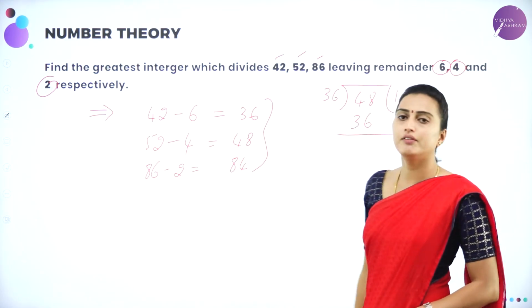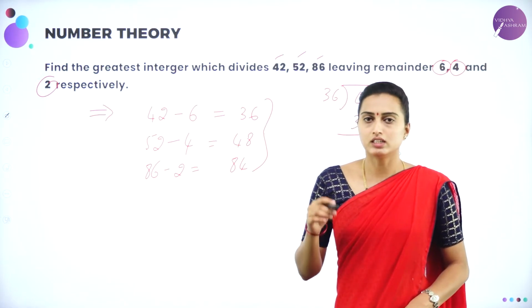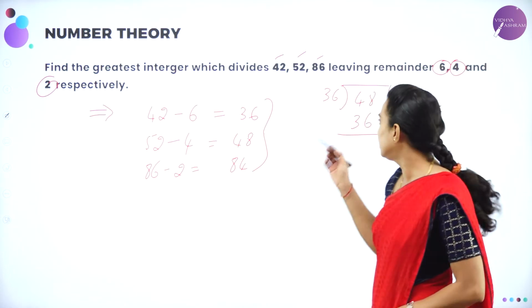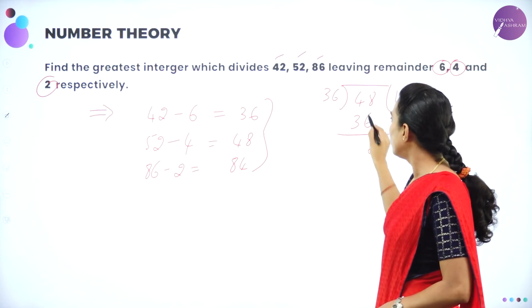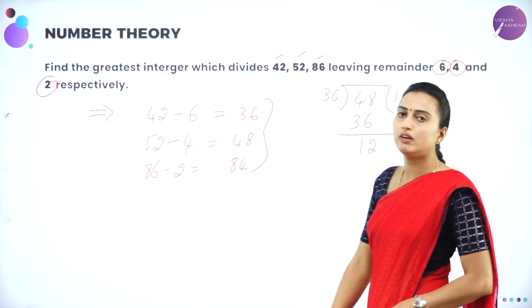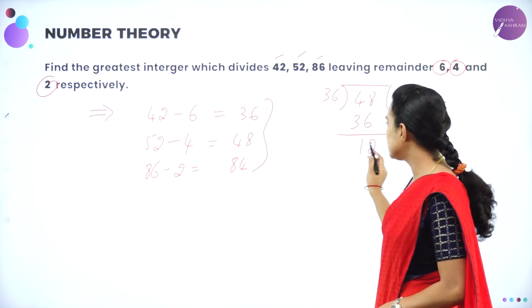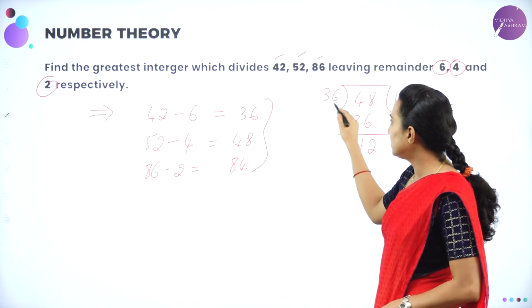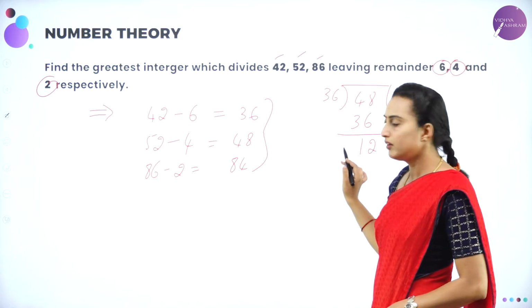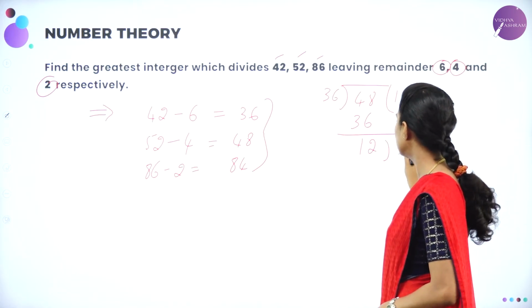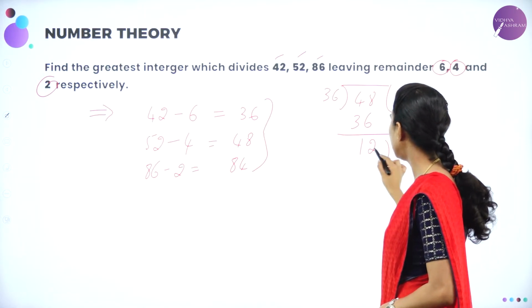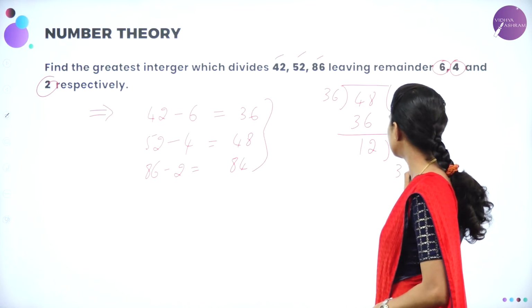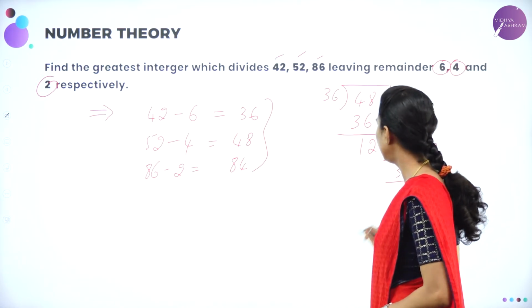Now if you subtract 36 from 48, 8 minus 6 is 2, 4 minus 3 is 1, so 12 is remaining, correct? But this is R1, which is never equal to 0. What you need to do is divide 36 by 12. 12 threes are 36, so the remainder will be 0, right?